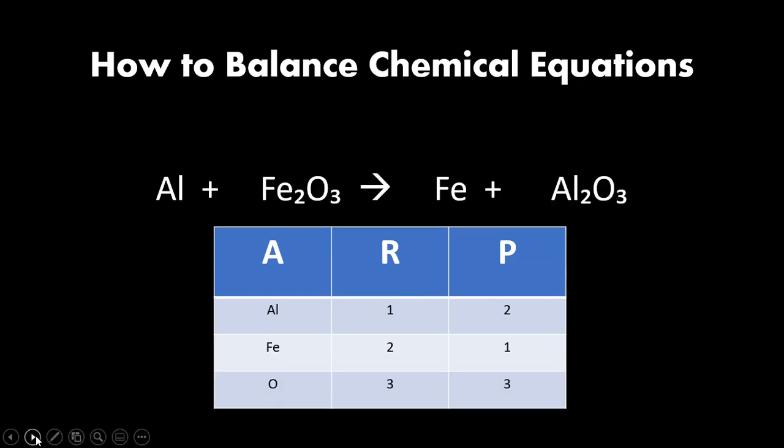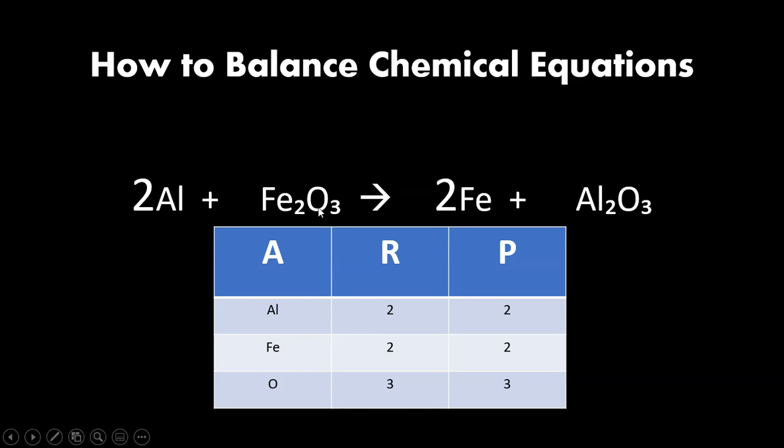Okay, let's look at this next one. We have aluminum plus iron oxide, and then that forms iron plus aluminum oxide. If we look at our ARP chart, oxygen is currently balanced. So we're not going to start with oxygen because it's already balanced. So you can either pick aluminum or you can pick Fe to start to balance.